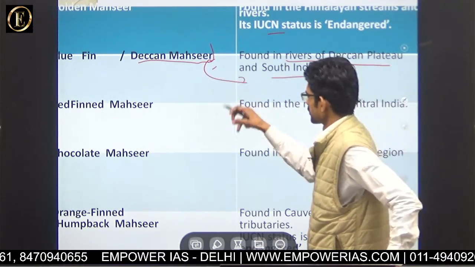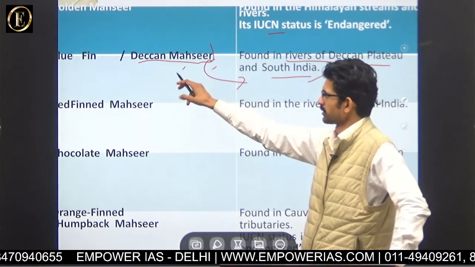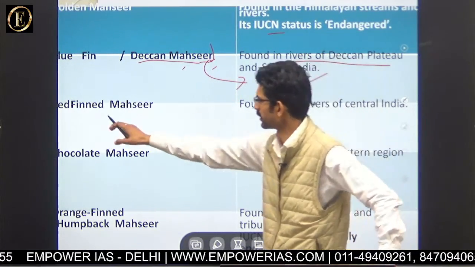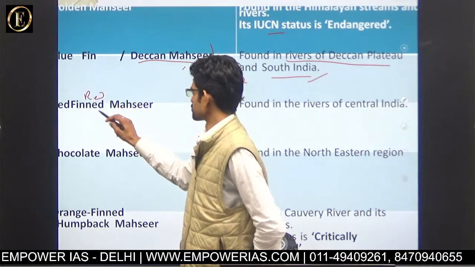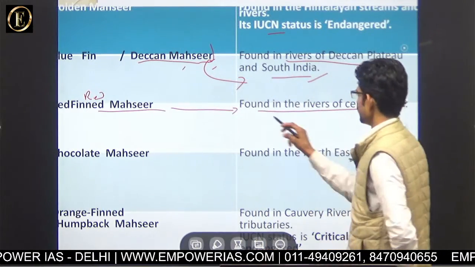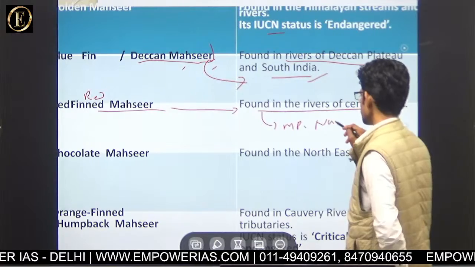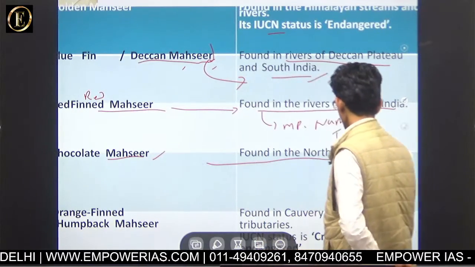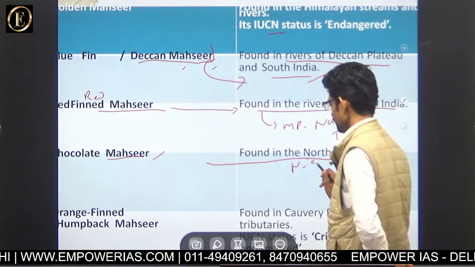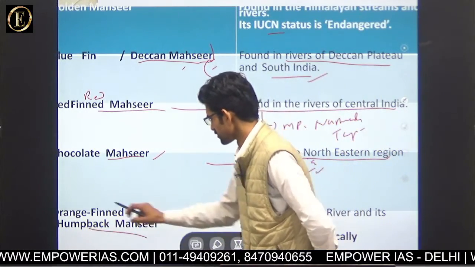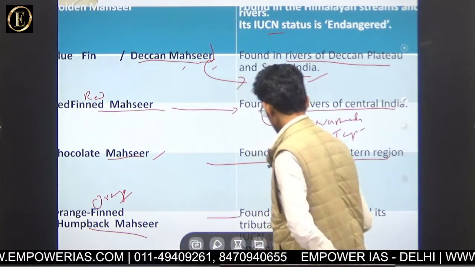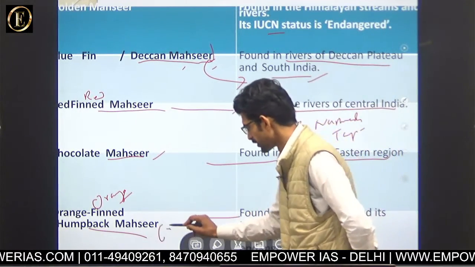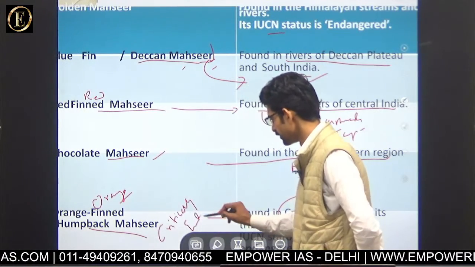So the Deccan mahseer, the fishes that are found in the Deccan, are Deccan mahseer and they are more costly and more bulky in the market, and they are fetching more money than the red-finned mahseer. Red-finned mahseer is found in the rivers of central India, in Madhya Pradesh, in the Narmada-Tapi region. And chocolate mahseer is found in the northeastern region, in the northeastern states. Then orange-finned humpback mahseer is in areas of the Kaveri river and tributaries, and the IUCN status is critically endangered. Remember this, friends. This is the critically endangered mahseer.